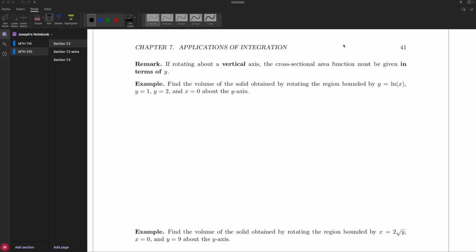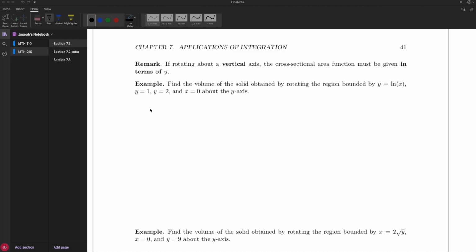As you can see, we're going to start our second video today on page 41. And now this we did not do in class. So the way that things are going to change here is that we're going to be rotating about a vertical axis. And that means that all of our functions now need to be in terms of y. Okay, so disk washer method with a vertical axis means everything needs to be in terms of y.